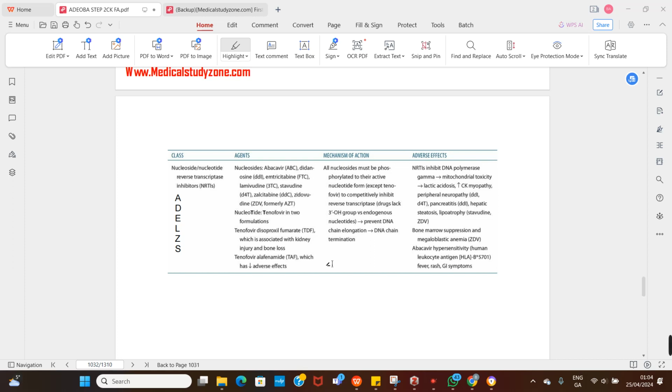Zidovudine and stavudine, both of them are not friends to the fat. So they cause lipoatrophy, they cause hepatic steatosis. We talked about didanosine, DP, peripheral neuropathy, pancreatitis. So the last one is abacavir. We are very familiar with this.